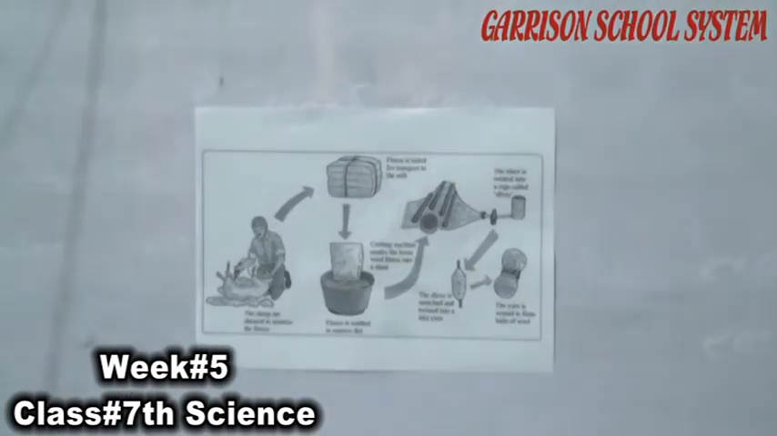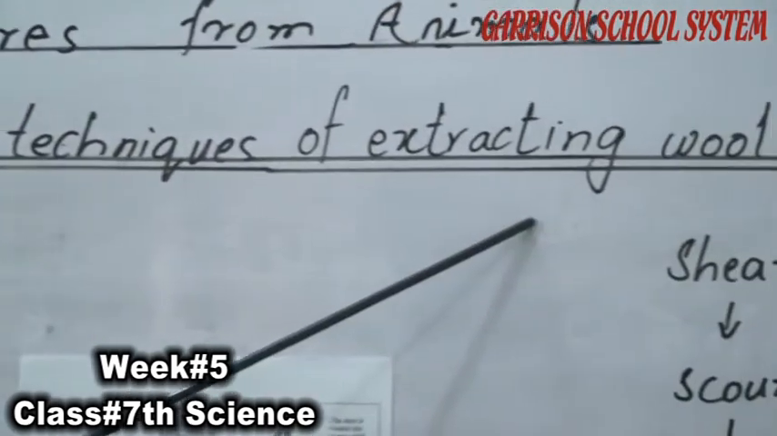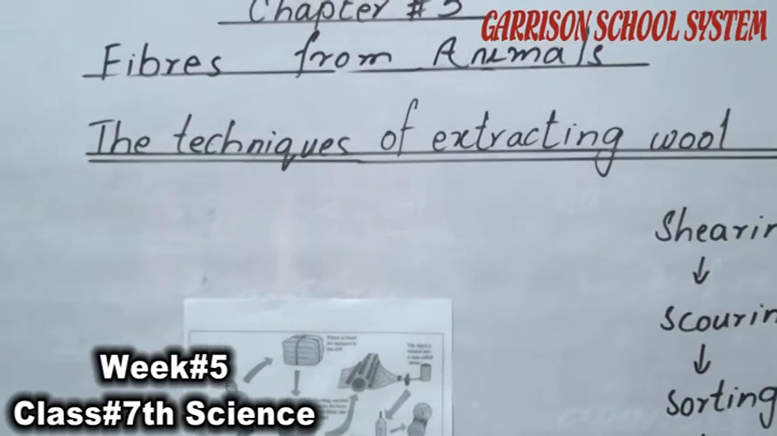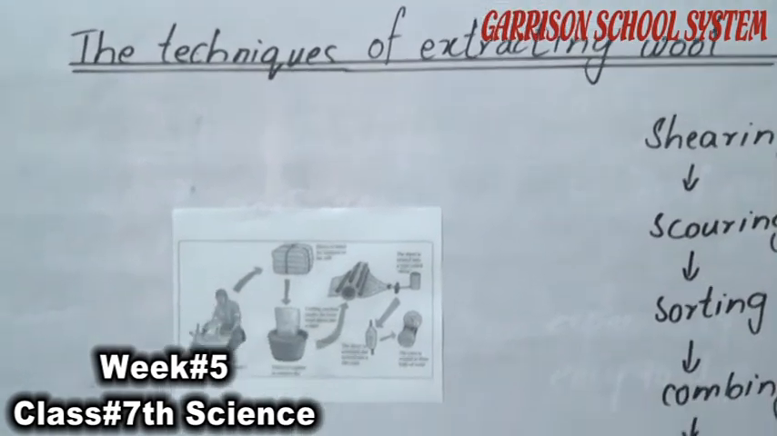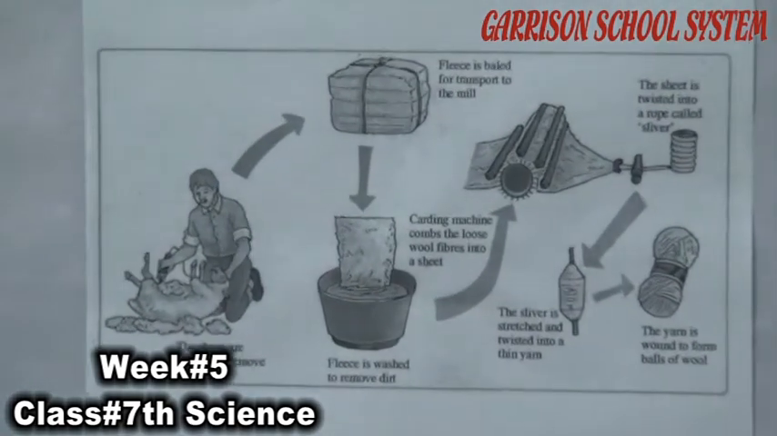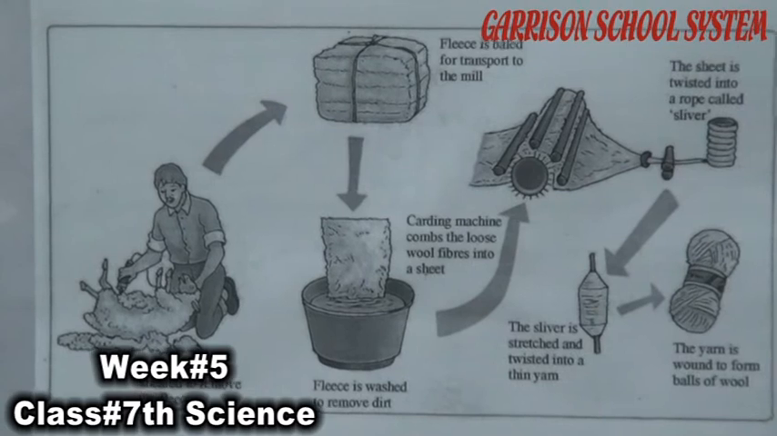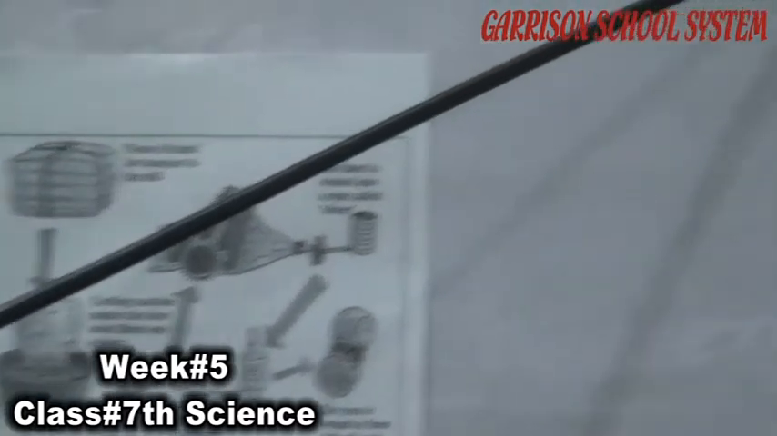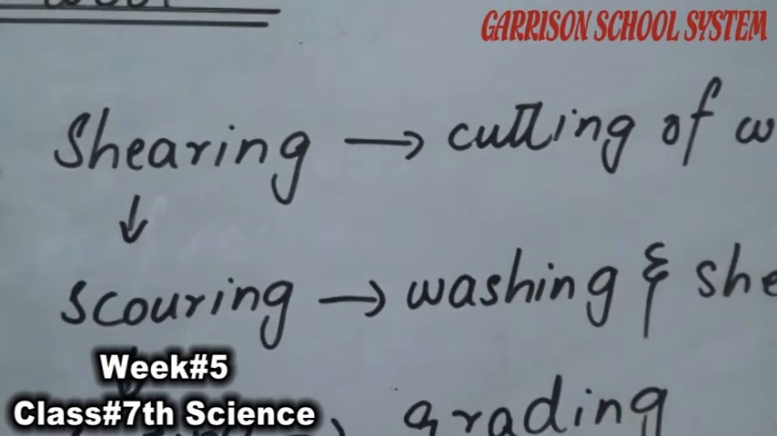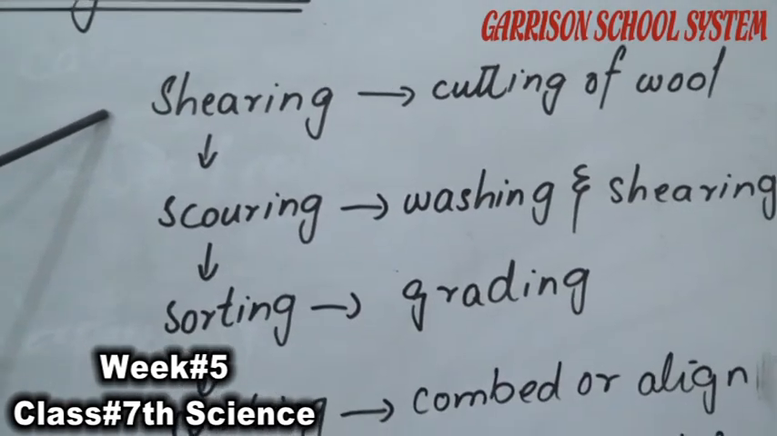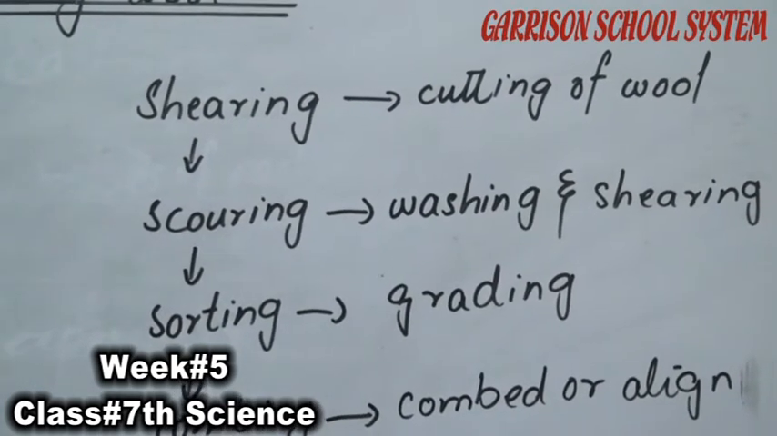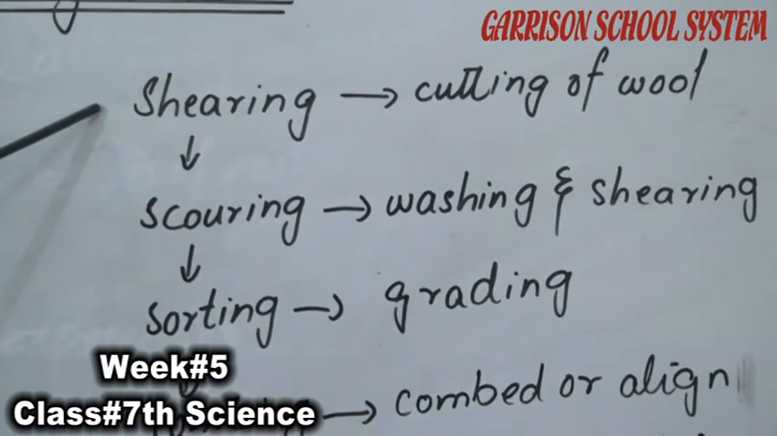Now we will discuss the techniques of extracting wool, meaning separating the wool from animals like yak, sheep, goat, etc. The process of turning wool into fabric has several steps, as you can see on the board. First is shearing. Shearing is the cutting of the wool or the cutting of the fleece. I already told you that fleece is the wool on the skin of the animals. So the first step is shearing.